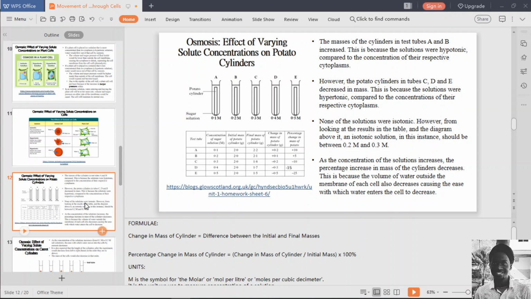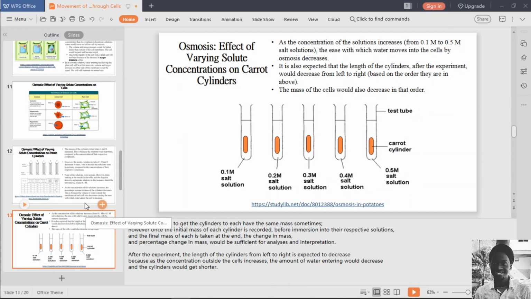Good. The same experiment can be conducted with carrot cylinders. So here we have 5 test tubes with 5 carrot cylinders in 5 different concentrations of salt solutions. It's important that you have the same amount of solution in each test tube. The only thing that should change is the concentration of the solution. Everything else should remain the same.